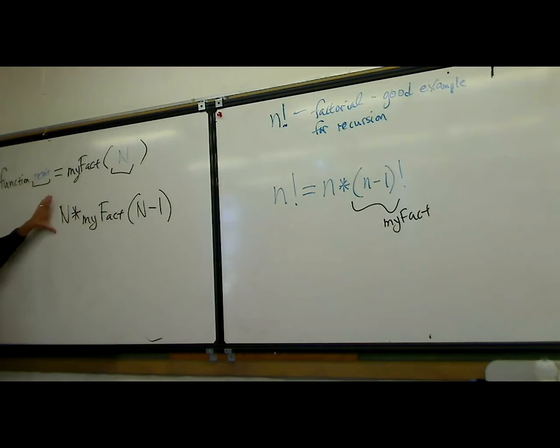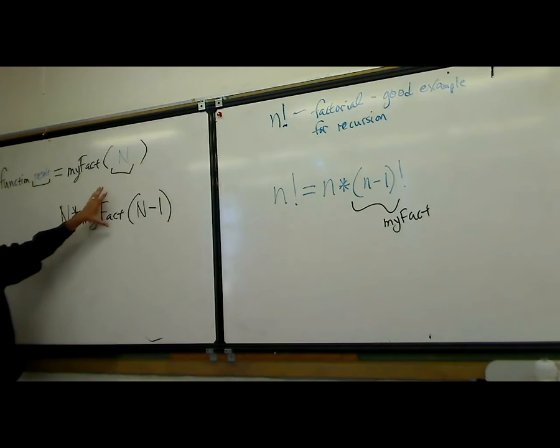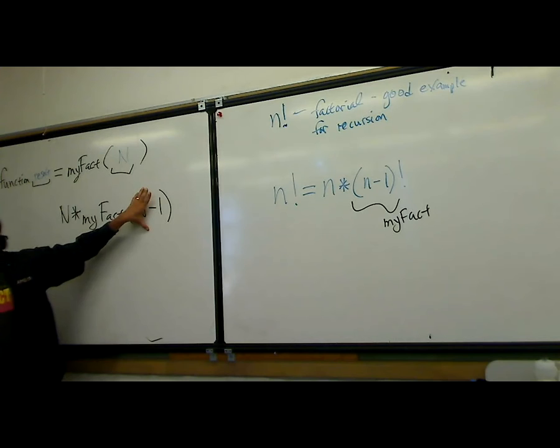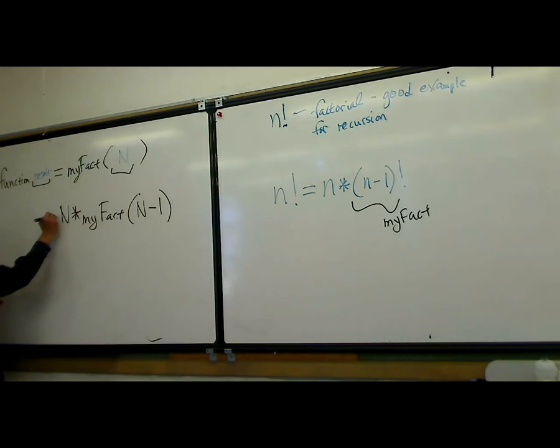This is the local n of this function, multiplied by the creation of a new recursive instance of my fact that is going to work on N-1. And then where do I want to put that? In the result. Yeah. Okay. Let's keep it simple here.